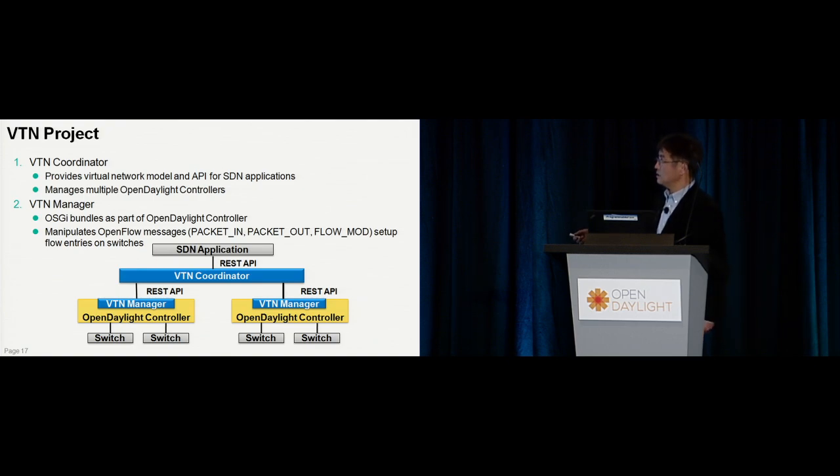This is more detail of the VTN project. We have two components. One is the VTN coordinator, which is again an application of the controller. It enables you to manage multiple OpenDaylight controllers. The VTN manager was implemented as an OSGi bundle and is part of the OpenDaylight controller. The VTN manager manipulates OpenFlow messages such as packet in, packet out, and flow mod. Using this architecture, we can manage the OpenFlow switches with VTN APIs.